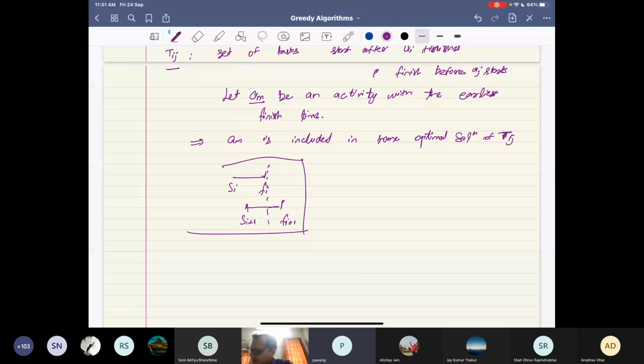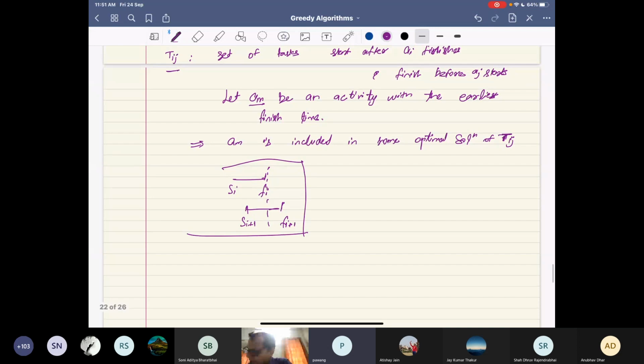So AM is an activity with the earliest finish time, and I'm saying AM is included in some optimal solution of Tij. If I prove that, it means I have a greedy choice for my dynamic programming, where I was trying to find all possible activities and taking the max of that. Instead of doing the max, I can just make a greedy choice.